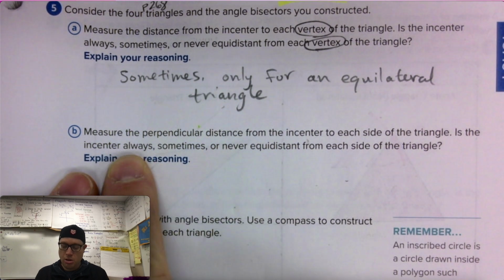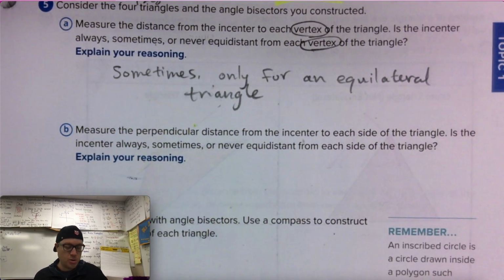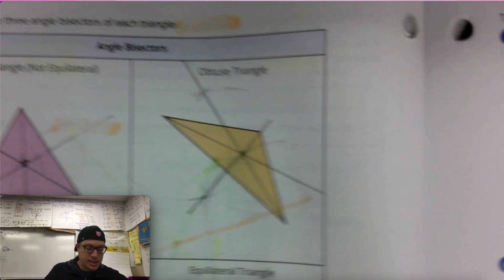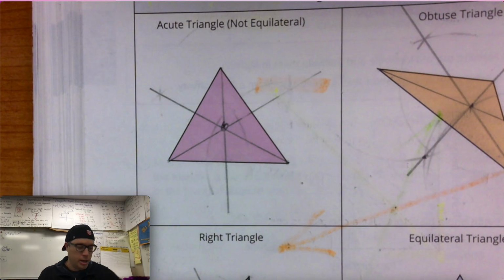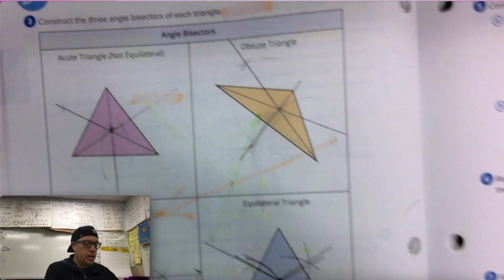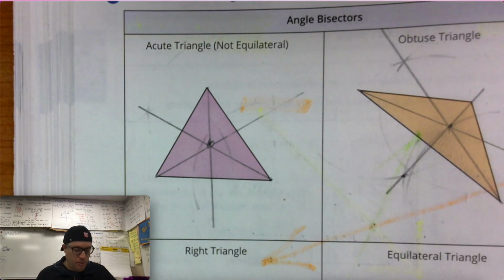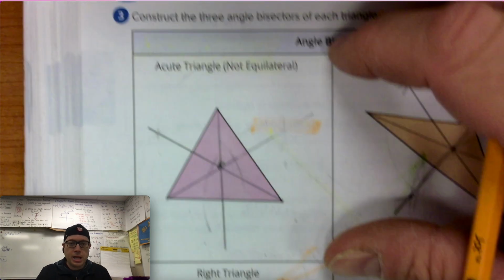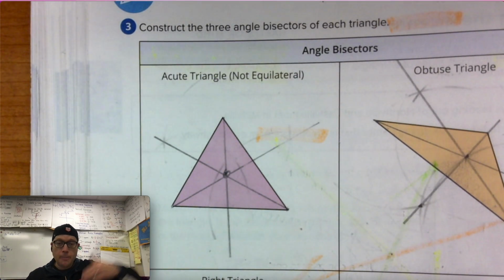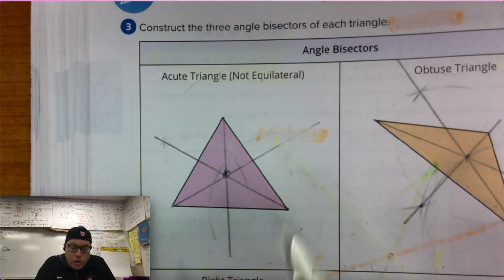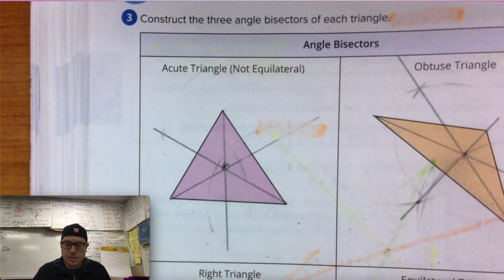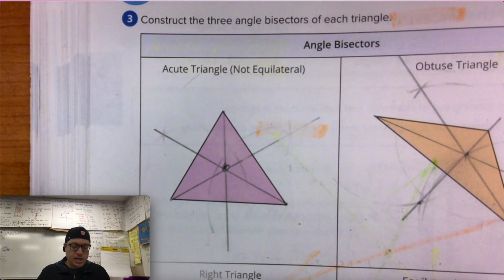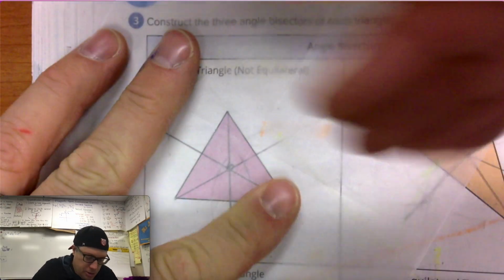Now, measure the perpendicular distance from the incenter to each side of the triangle. Is the incenter always, sometimes, or never equidistant? I know the answer to this one is always. Let's look at the acute but not equilateral triangle. To create the perpendicular distance, we could formally produce it with the compass, but it might be easy enough to let the tracing paper do the job.